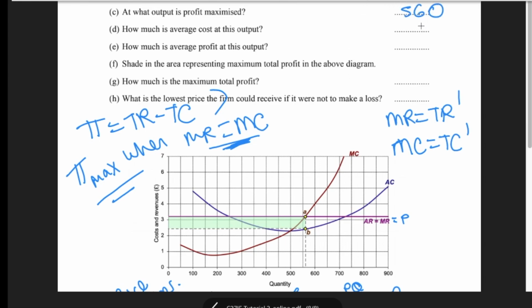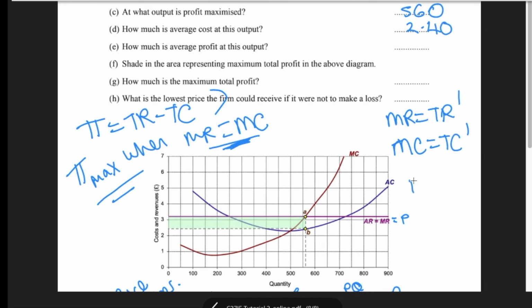Lovely. Okay. And then in which case, how much is average cost at this output? So for the output of 560, roughly what is average cost? Yeah, so anywhere between 240 and 250. I'm going to go with 240 just because I've seen the Word document and I can click on the coordinate. But yeah, I get you. That's absolutely fine. Okay, E, how much is average profit at this output?